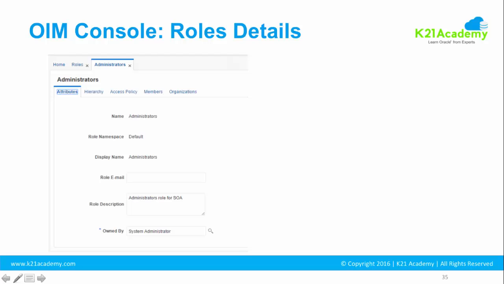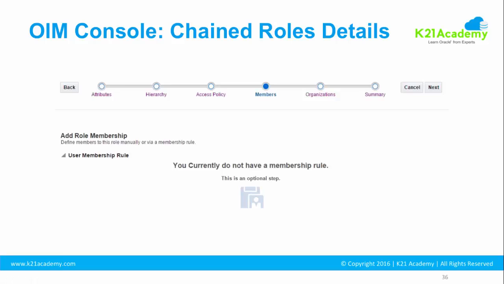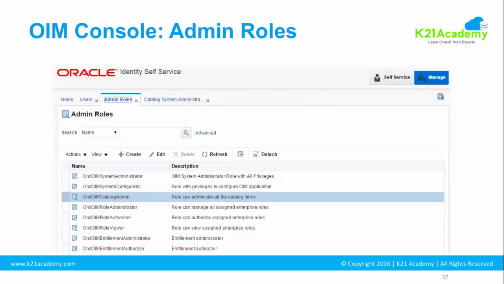Now there is something called an access policy, that is, things to automate. Again, we are going to cover access policy separately: the reason for using it and where it is used. Then this will show members that are part of this role and the organizations associated with this role. Then you have chain roles as well. When we look at roles, we are going to define more, but you can create chain roles as well.